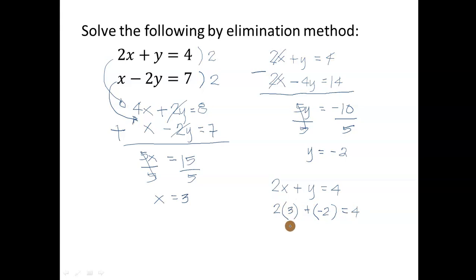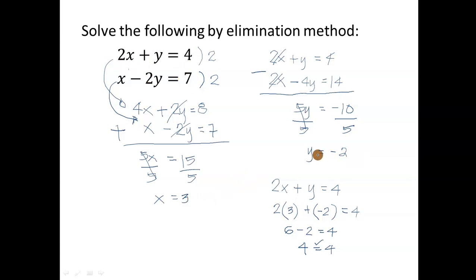2 times 3 is 6. Okay? Plus negative 2. This is minus 2 equals 4. So therefore, 6 minus 2 equals 4. 4 equals 4. So therefore, the values of x and y, 3 and negative 2 respectively, are correct for the first equation.